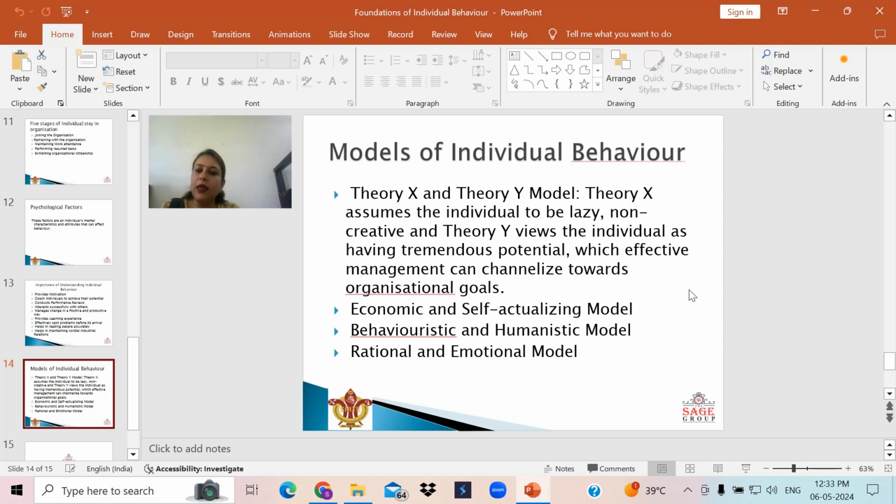Then another model is the economic and self-actualization model, where we can guide them to upgrade themselves and satisfy themselves with the facilities which they are already having. Then we can have another model, that is the behavioristic and humanistic model, on the grounds of which also we can identify the individual's behavior and try to improve it. Then the rational and emotional model can also be used to identify individual behavior and try our efforts to build up that kind of knowledge among the individuals so that they can perform well in their organization.